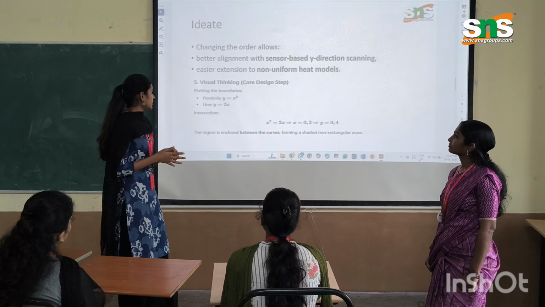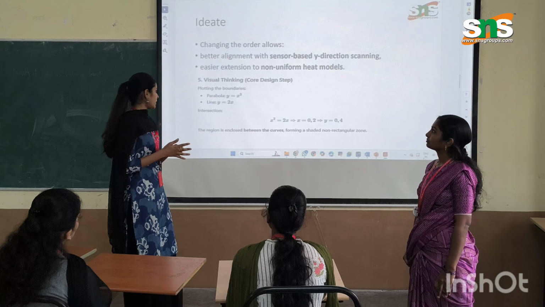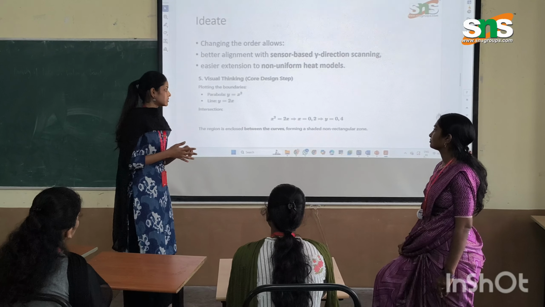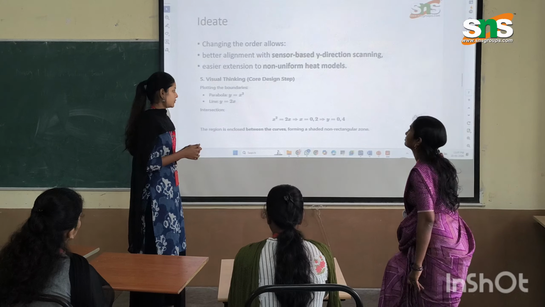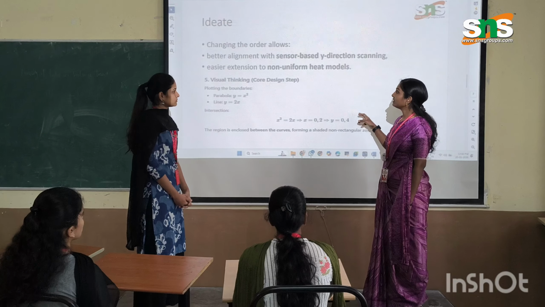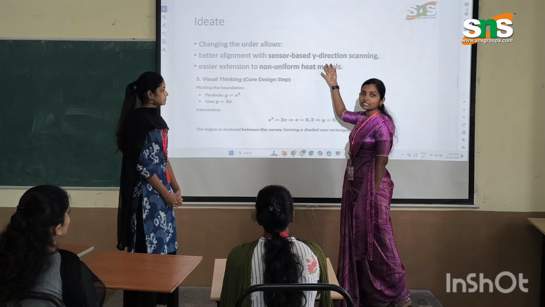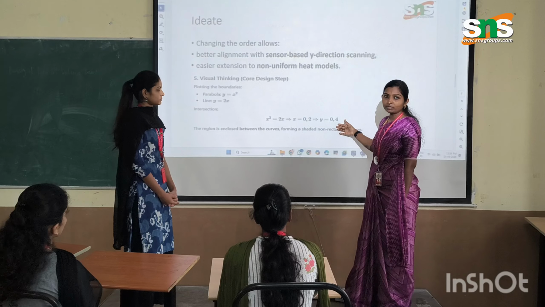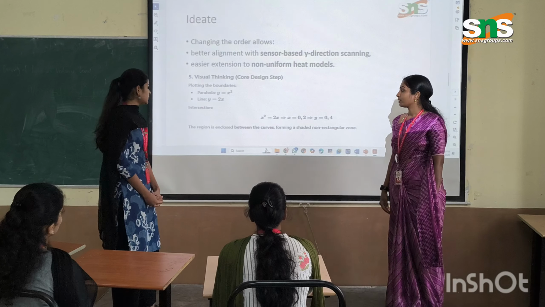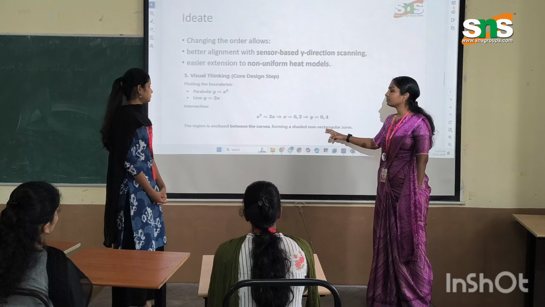By visual thinking, here plotting the boundaries, y is equal to x square is a parabola, y is equal to 2x is a straight line. By solving these equations, we get x is equal to 0, 2 and y is equal to 0, 4. So this is what we get as a numerical value. But previously, these are the things we have got as an order alignment. So these alignments require these kinds of numerical calculations, and this is what we infer as a result. This forms a shaded non-rectangular zone. So this is what we get as a shaded non-rectangular zone.